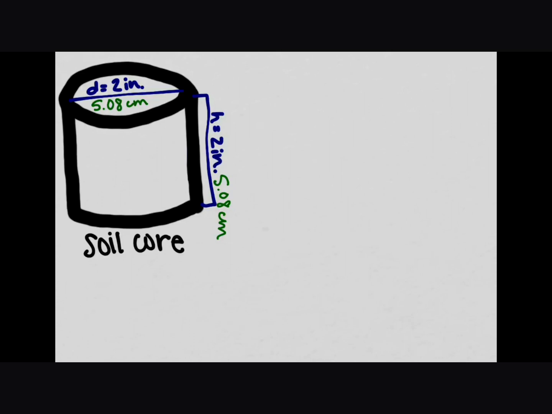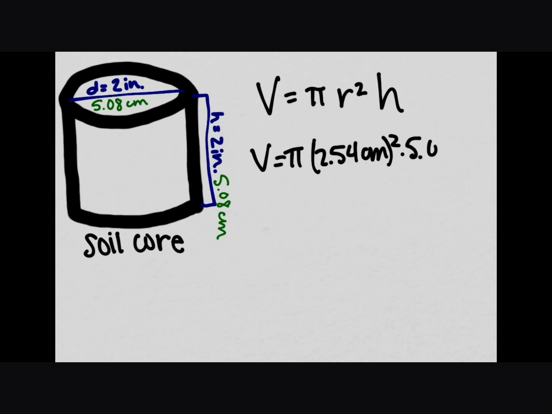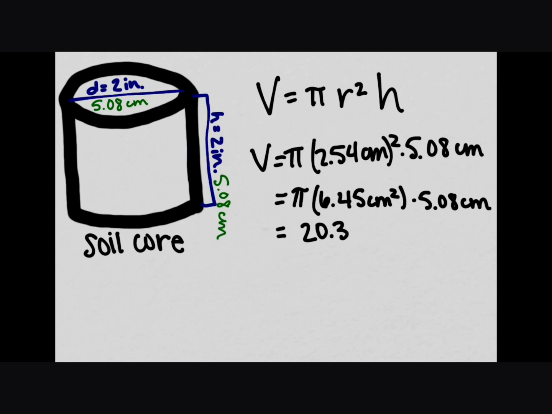Now that we have our diameter and height in the correct units, we can look at the formula for the volume of a cylinder. Volume is equal to pi times r squared times h, with r equaling the radius, which we know is half of the diameter. So r equals 1/2 times 5.08 centimeters. This is equal to 2.54 centimeters. Now we can plug everything into our formula: pi times 2.54 centimeters squared times 5.08 centimeters. Once we square the 2.54 centimeters, we get 6.45 centimeters squared. After multiplying that by pi, we get 20.3 centimeters squared times 5.08 centimeters, for a total volume of 103 centimeters cubed.